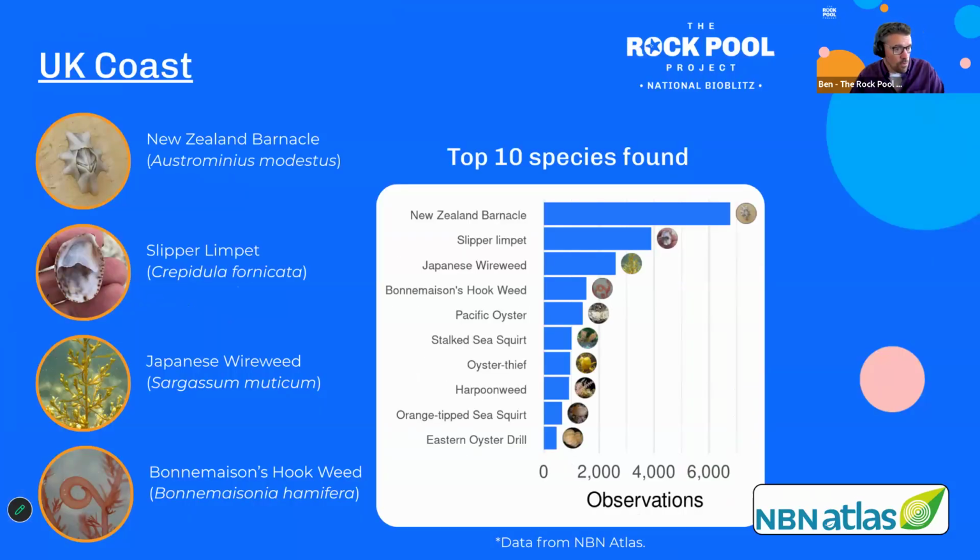And this is the plot for the top 10 species to look out for in the UK. So the most recorded species is what's called the New Zealand barnacle. It's also called Darwin's barnacle. Charles Darwin actually first described it. So that's the species that has the most records in the National Biodiversity Network Atlas. Then we have the slipper limpet, Japanese wireweed, and then finally Bob Mason's hookweed is still there at number 4.